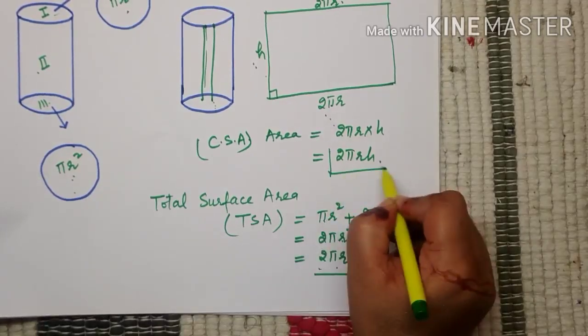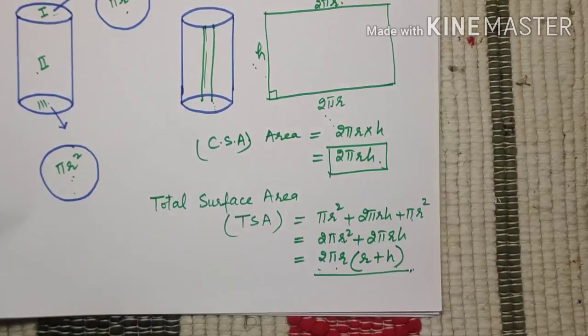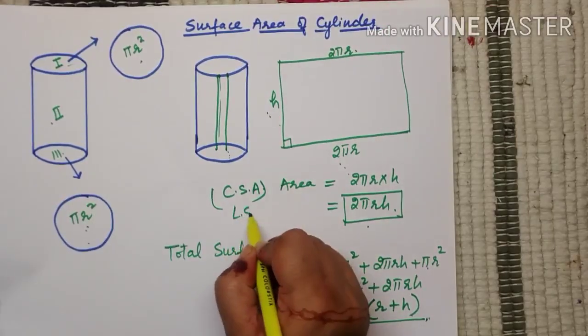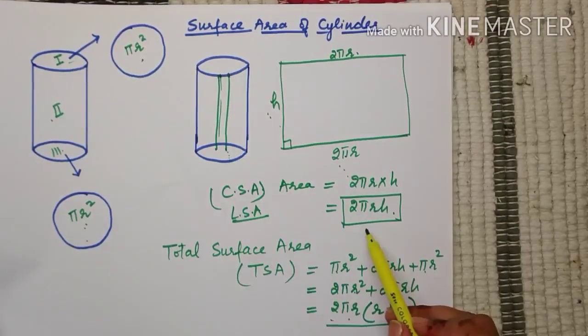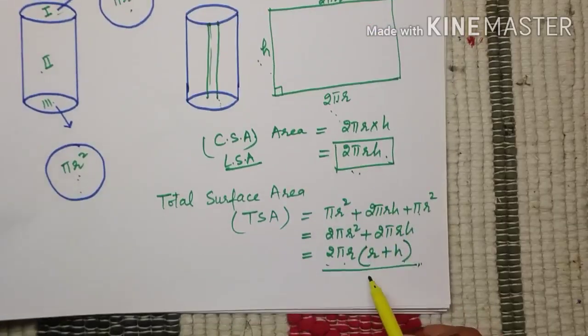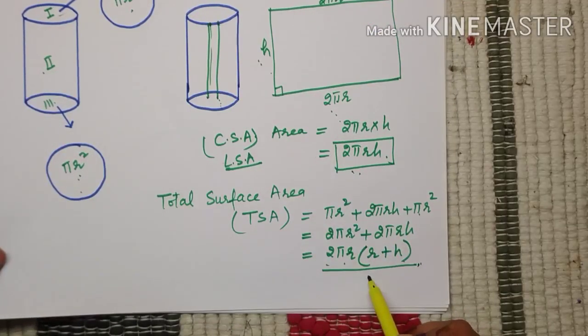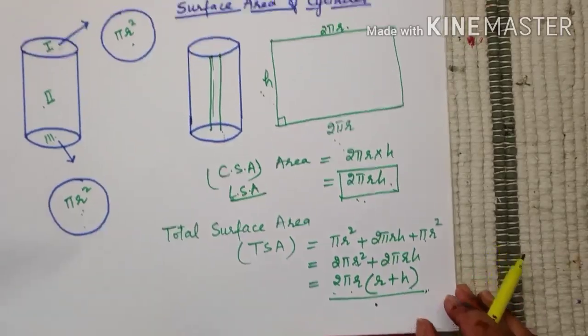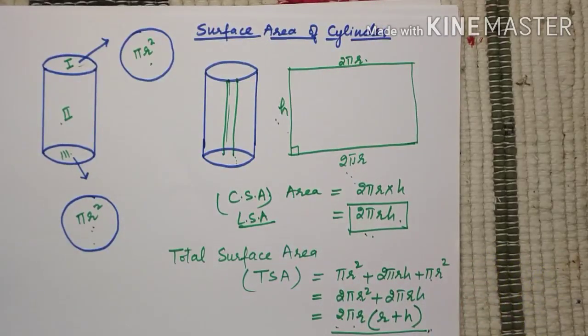And the curved surface area of a cylinder is 2 pi r h. The curved or lateral surface area of the cylinder is 2 pi r h, and the total surface area of the cylinder is 2 pi r times r plus h. Thank you. That's all in the introduction part. We derived the formulas for the surface area of the cylinder. Now the exercise questions, exercise 13.2, we will do in the next video.